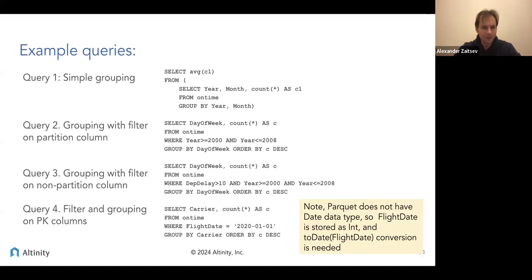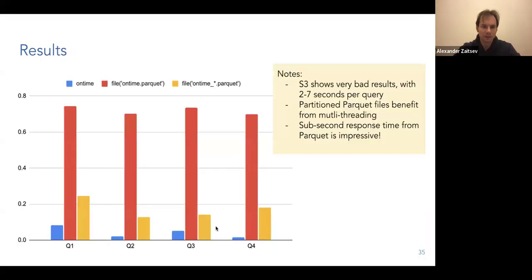So for Parquet queries, I had to add a toDate conversion because apparently Parquet doesn't have a date data type. So the flight date was stored as an integer, so special type conversion is required. Here are the results, and those are quite interesting.